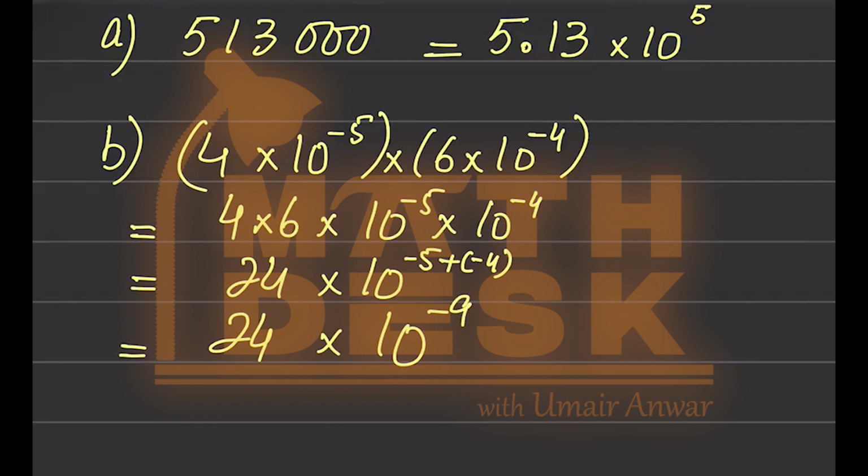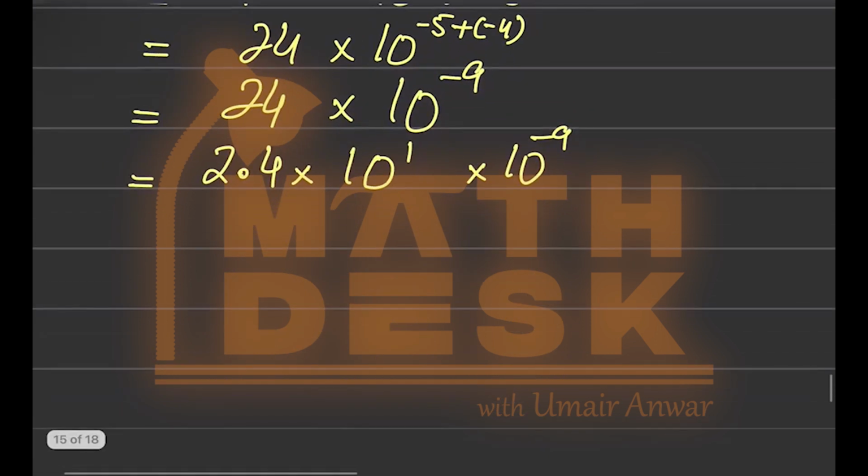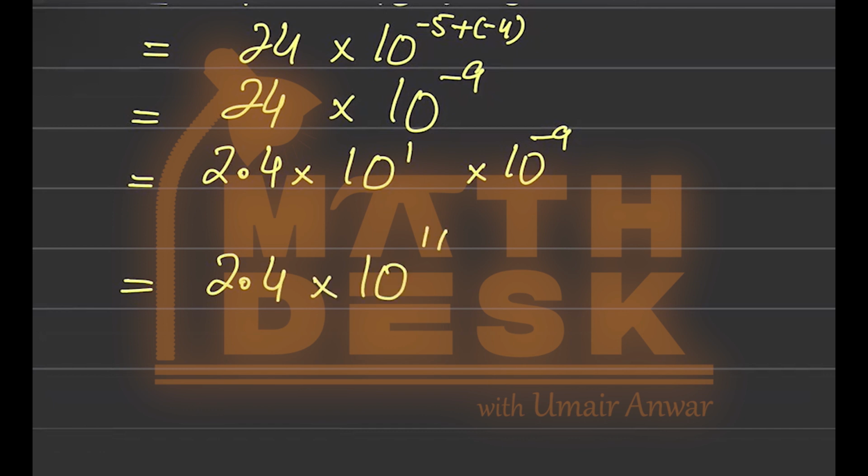Now, since this number is not between 1 to 10, that is why it is not the standard form. At the moment the decimal is over here, we need to move it one digit to the left. Since it is moved to the left, we will be writing 10 raised to plus 1 for this movement of the decimal. So now bases are same and indices would get added. So we will get 2.4 into 10 raised to minus 8 as the final answer in the standard form.